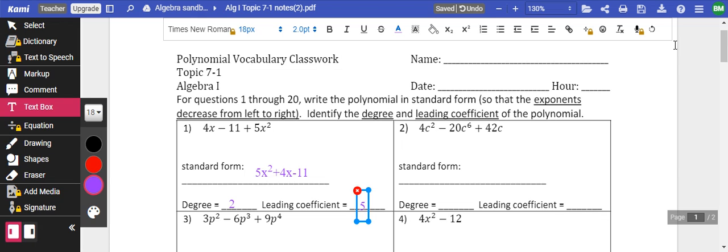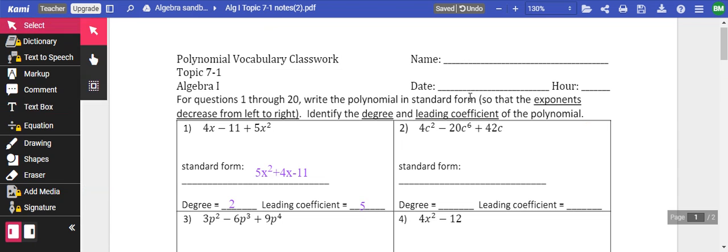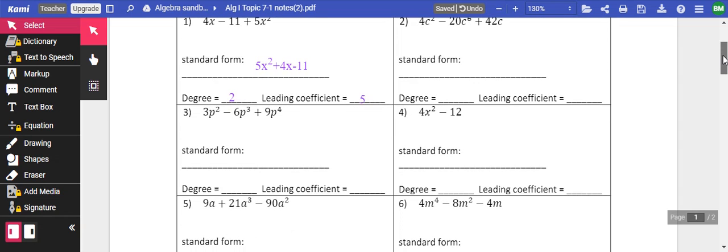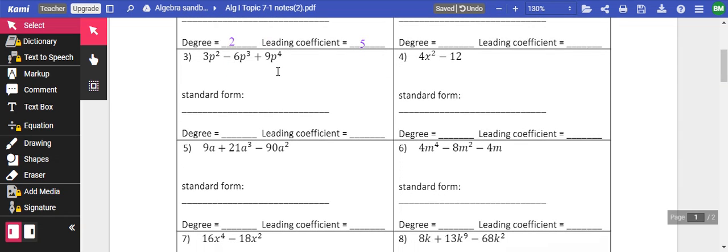So we're just going to do a couple of other ones. We're going to look at number 3. I'm going to do some of these here in this video, and then I'm going to do some in person. So I'm not going to do all of them. So we're going to look at 3.